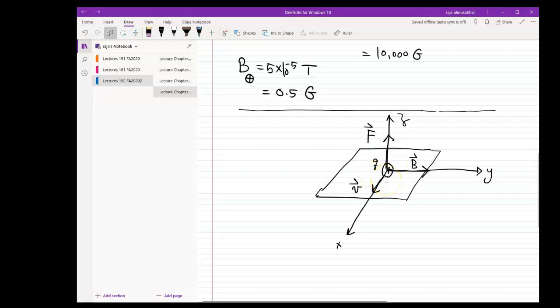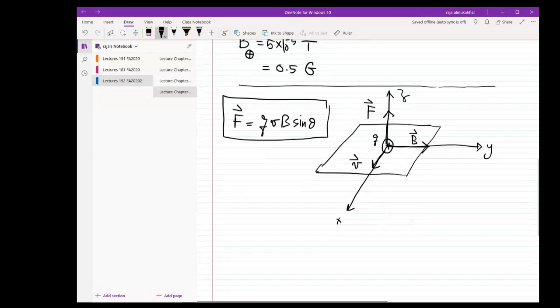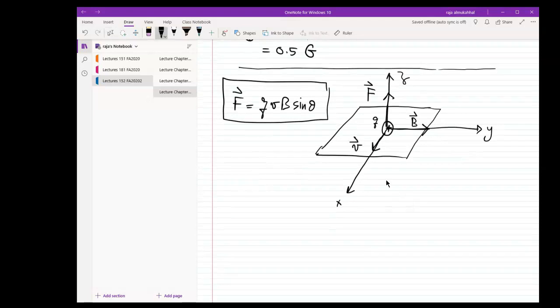Okay. So anyway, this force F is equal to QVB sine the angle between V and B. Okay, there it is. Let me explain it to you. I'm going to do a bunch of problems. If this is too abstract or too difficult for you, that's okay. I'm going to do a bunch of problems just to show you how this works. But basically, the meaning of it is the following.